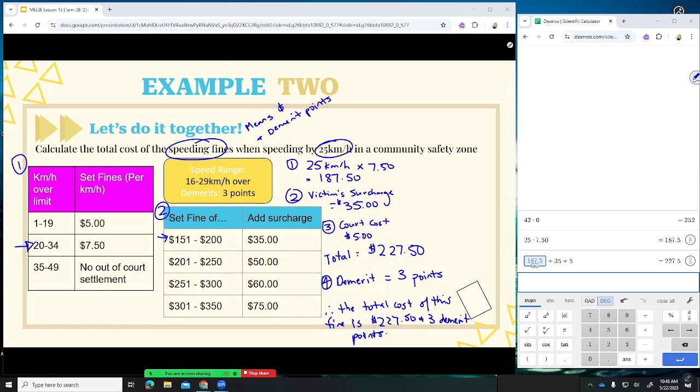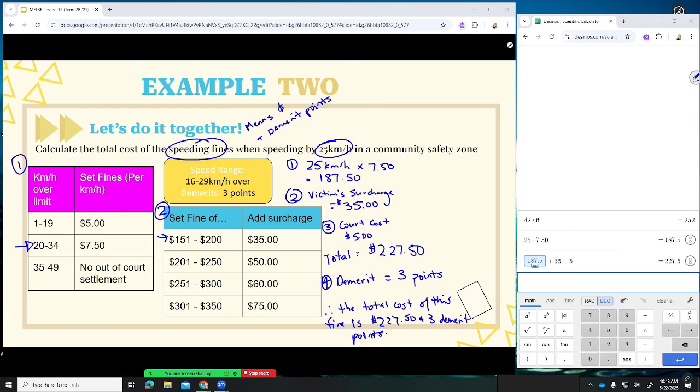But follow the 4 steps. Find your set fine. Use the set fine to find your victim surcharge. Add the court cost and find out how many demerits. You will have to go through the table. On page 22, it starts at 7 demerit points and it works its way down to 2 demerit points on page 23.